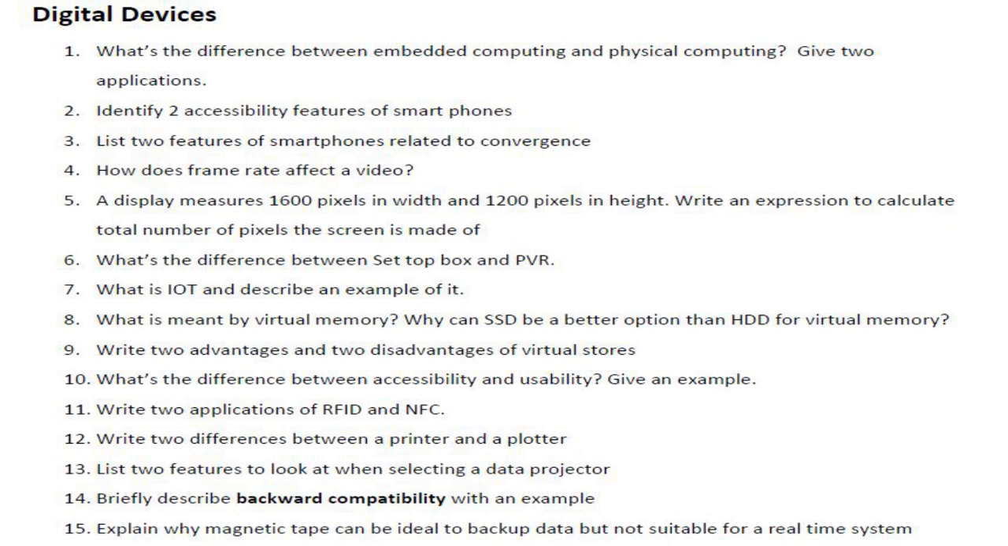How does frame rate affect the video? Well, frame rate is the number of frames played per second, which is measured in FPS. So when the frame rate is high, the video would be smoother, right? It won't stutter, it won't jump. Similarly, if the frame rate is low, you will have this stutter effect, jumping effect. And basically, the higher the frame rate is, the smoother the video.